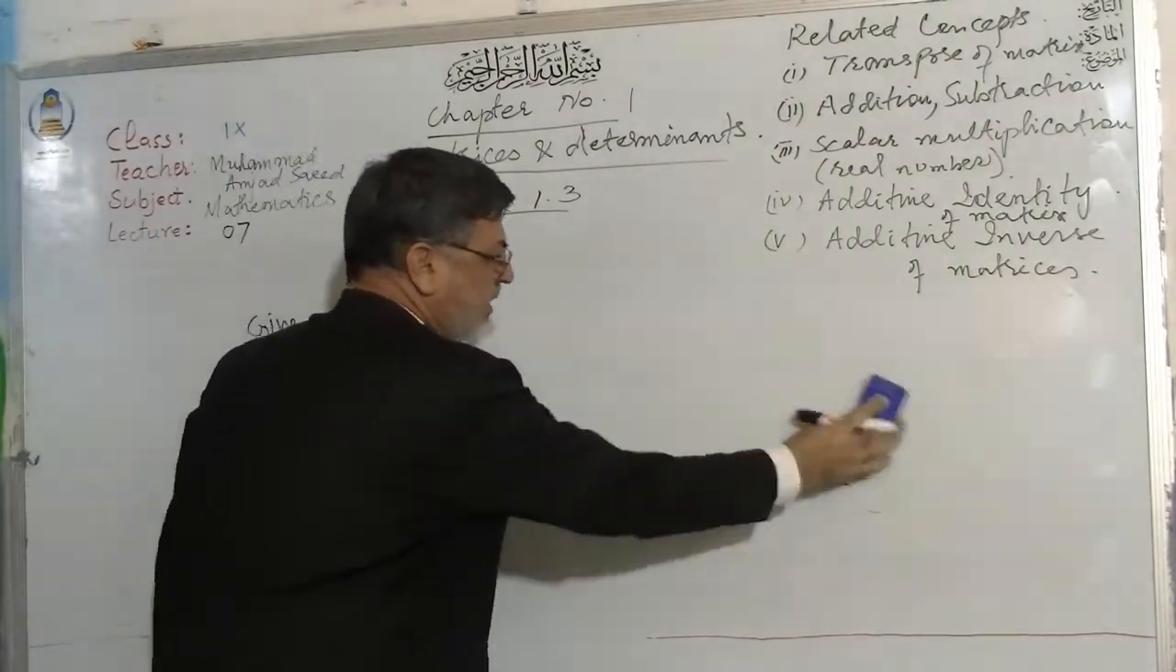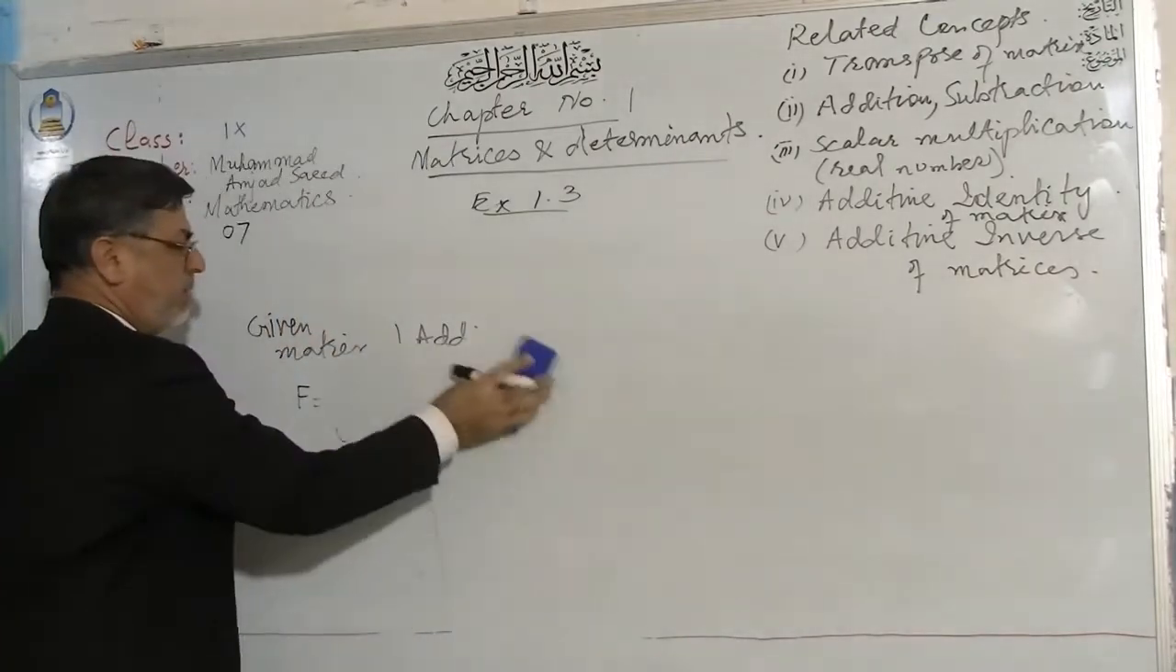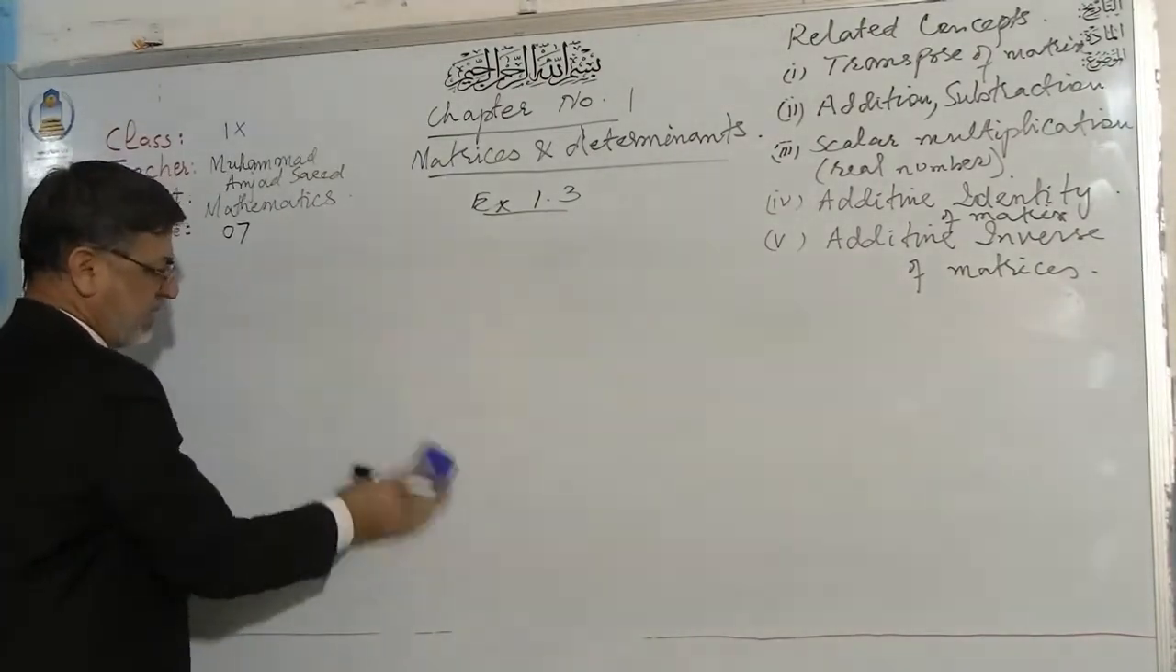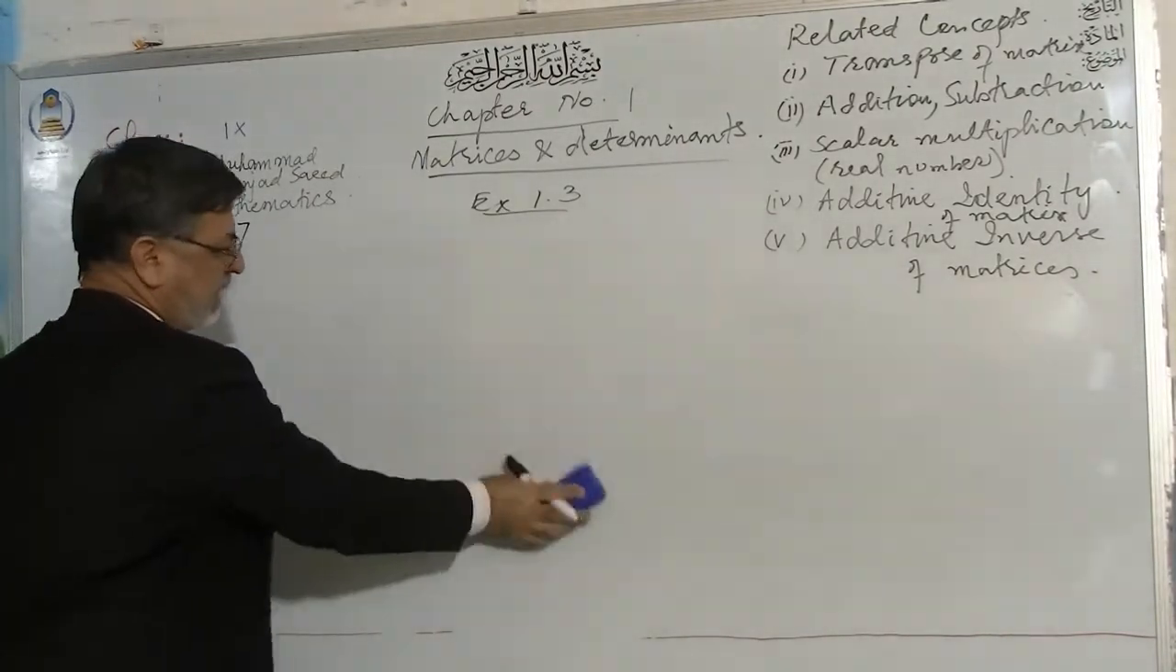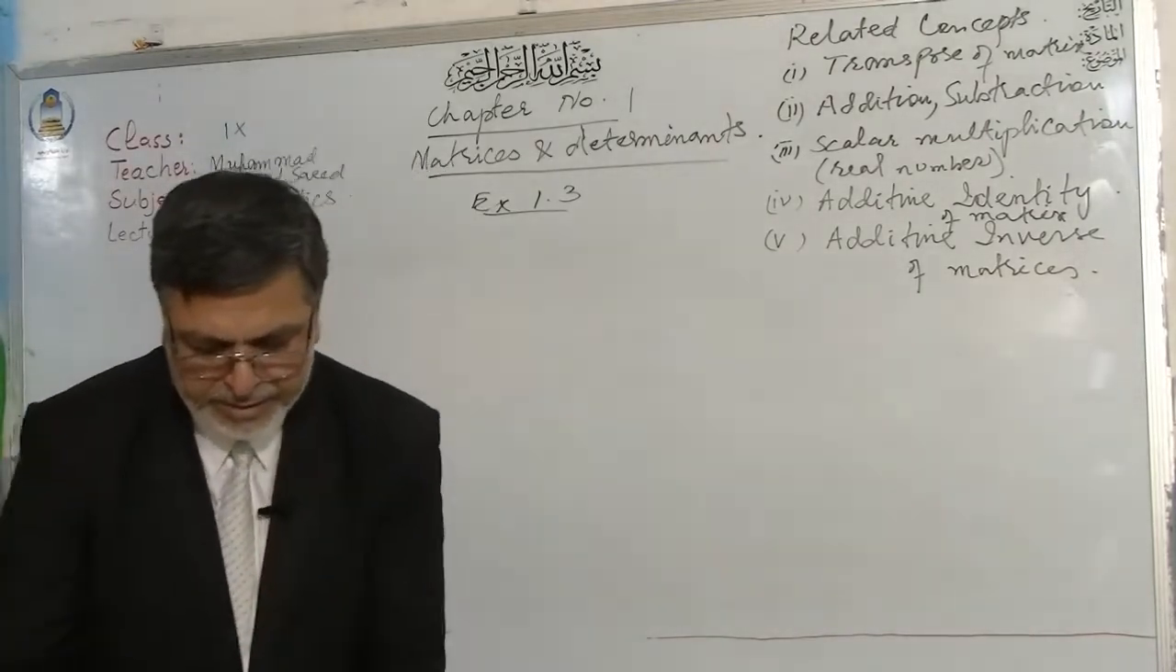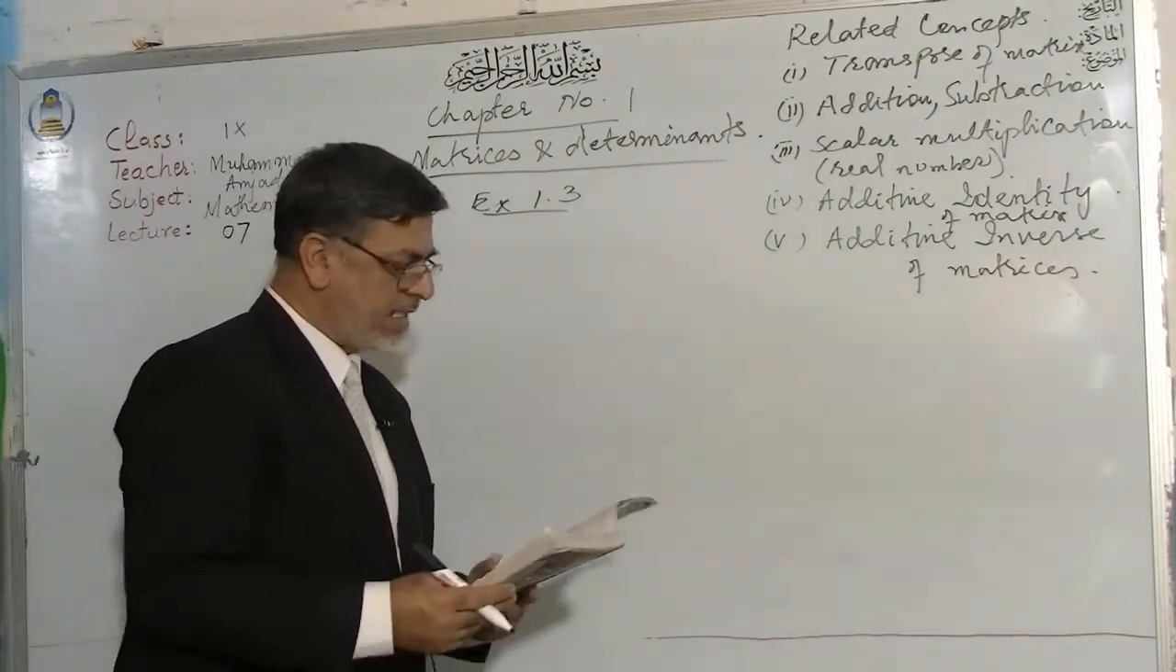So in case of scalar multiplication, you will multiply the matrix with the given number, and you will do as given in the part.